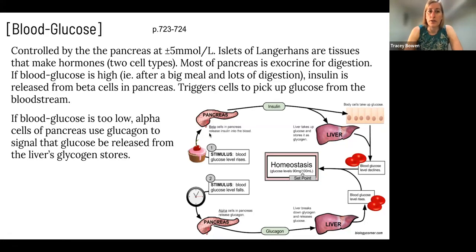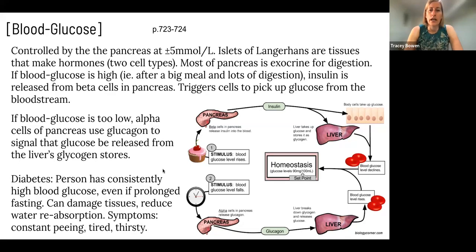If blood glucose is too low, alpha cells of the pancreas are going to release glucagon. So that might be after you wake up in the morning, and they're going to release glucagon, and that signals that glucose be released from the liver's storage to the bloodstream. So glucose is being added to the bloodstream. In a situation called diabetes, which is a health condition, a person has consistently high blood glucose levels. So there's two types we'll look at on the next slide.